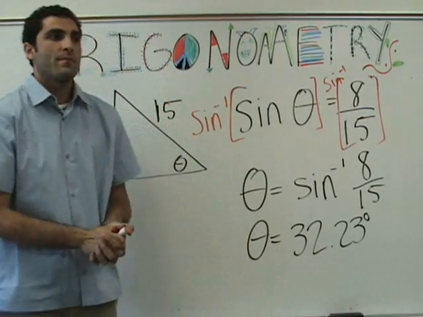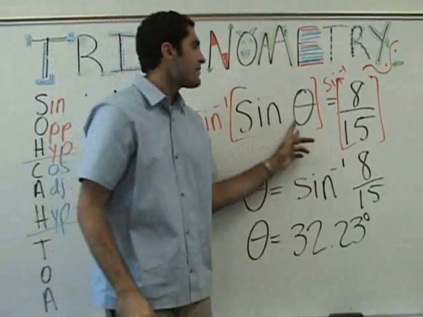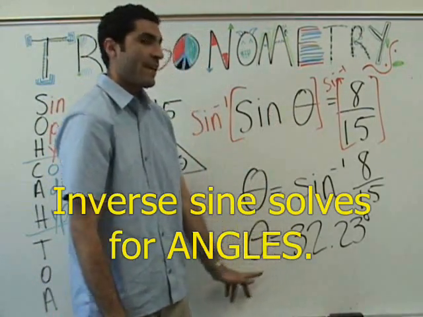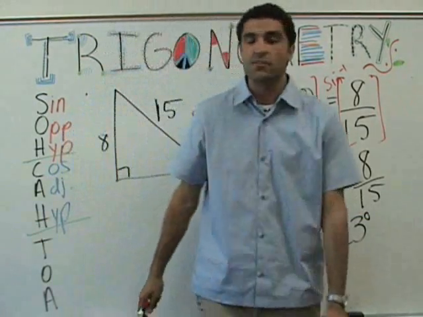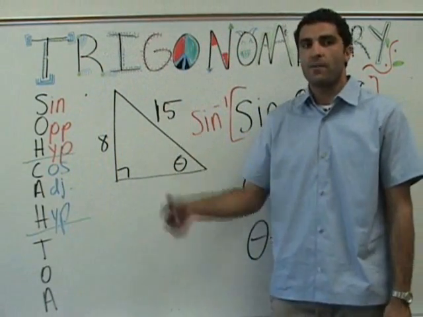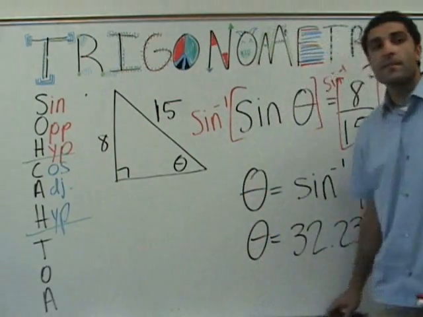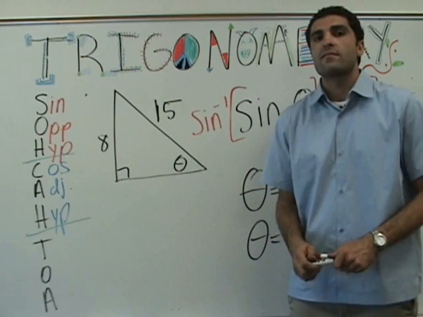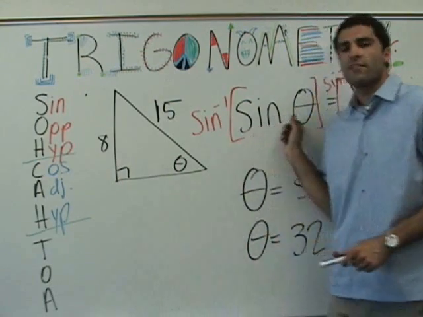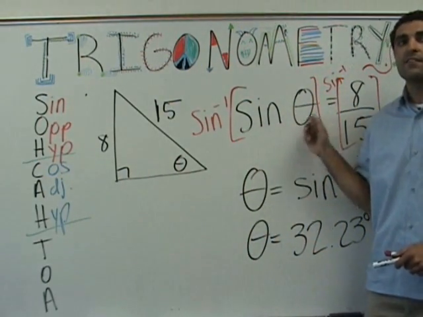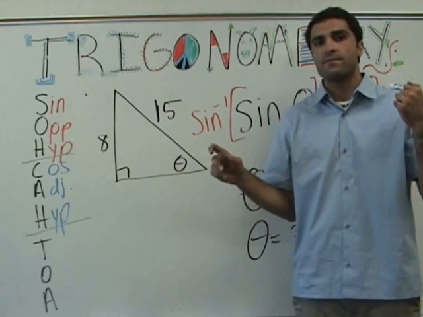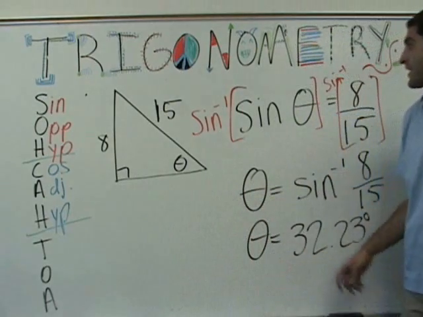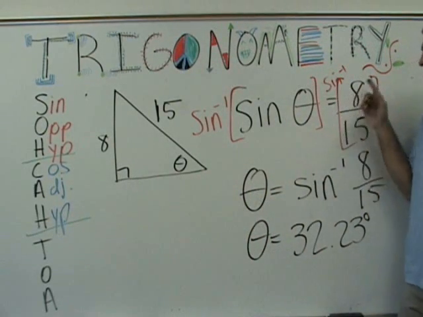One more time. When do you do inverse? Inverse sine is when you're looking for an angle. Sine is when you're looking for a side, as in the previous two problems we did. Sine is for sides. You always do sine of an angle. Remember last time we did sine of 40? So it's always sine of an angle, and it's inverse sine of sides.